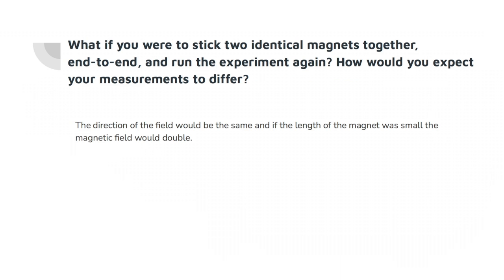Now, what would happen if we stuck two identical magnets together and ran the experiment again? What would change? So the direction of the magnetic field wouldn't change, it would be in the exact same direction. But the magnitudes of the magnetic field would almost double. They would be slightly less than double due to the magnet having length and therefore being further away from the phone. But if we ignored the length, it would be double.